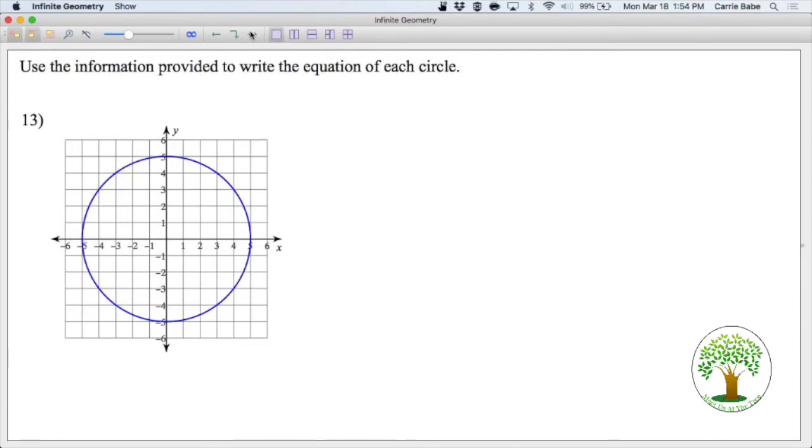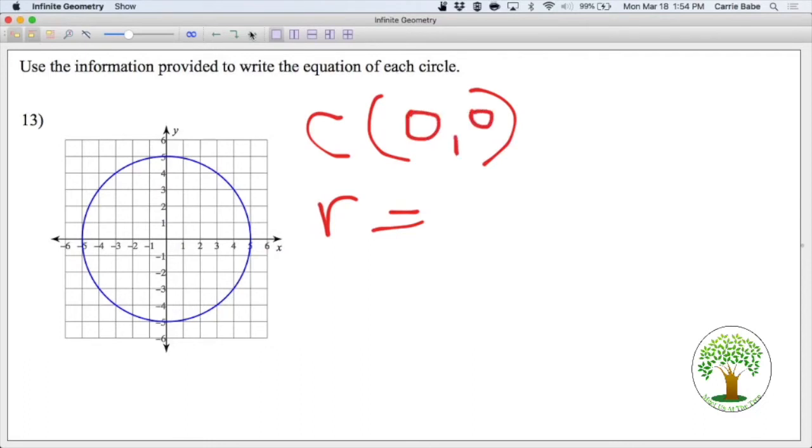Again, we want the equation. It's giving you the circle. So it's really going to be helpful for you to do the same thing we've been doing with the center and the radius. Find the center and the radius to help us. What is the center of this circle? 0, 0. That is true. What about the radius?